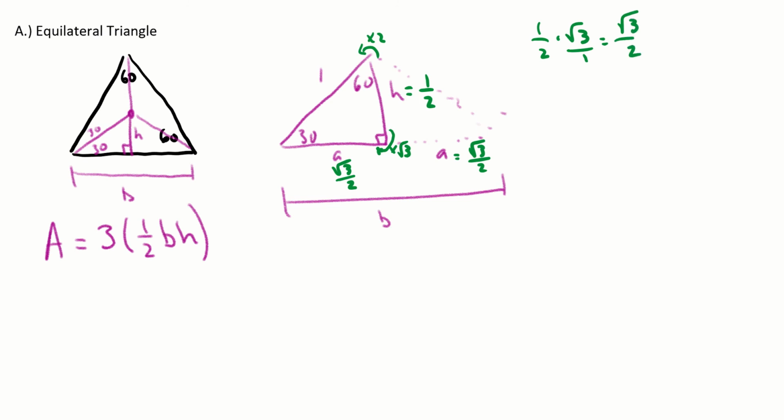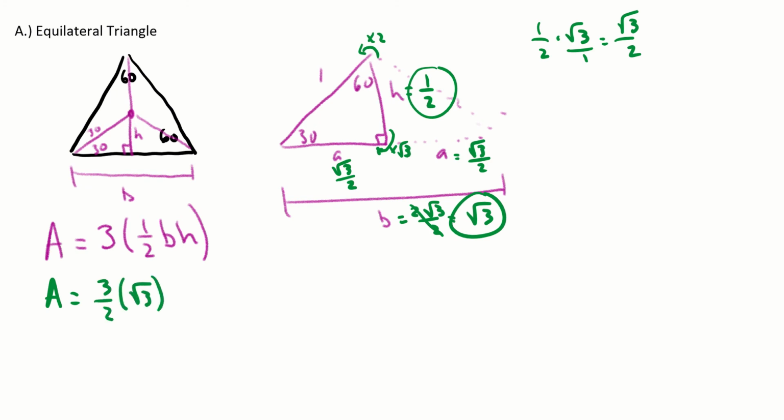So now, because they both have the same common denominator, we know that the base is going to be 2√3 over 2, and then the 2's cancel, and so the base is going to be √3. So we know the base and we know the height, so now I can plug it into my formula here, and I get A equals 3 over 2 times √3 times the height, which is 1/2. And so just doing some math here, 1/2 times 3/2 is going to be 3 over 4, and then times √3.